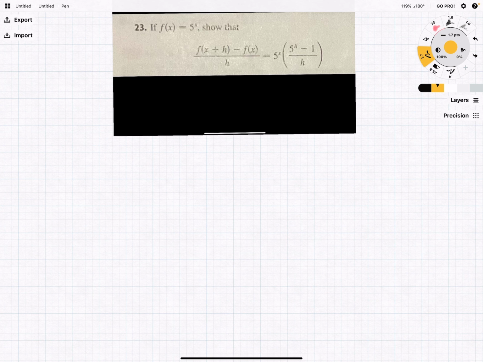So what we're going to do is we're just going to have, let's use black for this. We have f of x equals 5 to the x, and they want f of x plus h, right? So anywhere we see an x, we'll plug in x plus h. So 5 to the x plus h minus 5 to the x all over h.